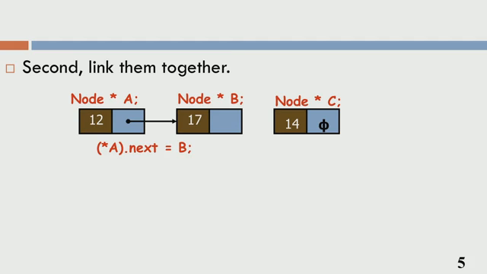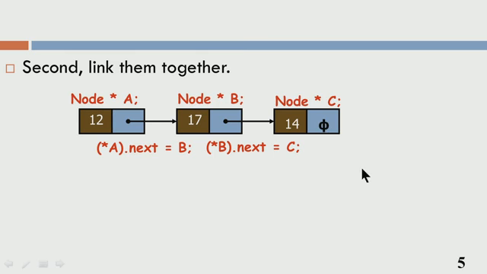From A we link its next to B, from B we link its next to C, and C is not, so C is the last node in the list, and we don't want it to point to anything, so we need to have some null at the end. So now we can see that this is a linked list.